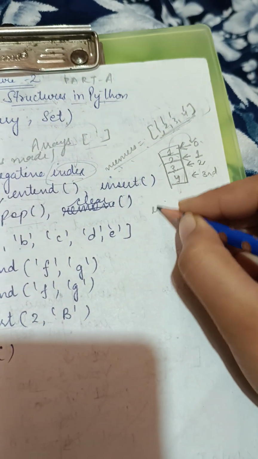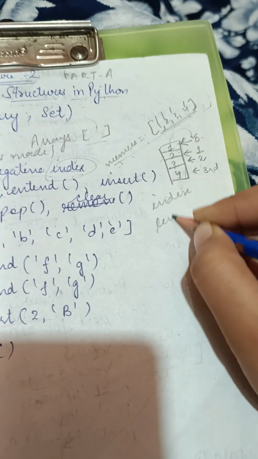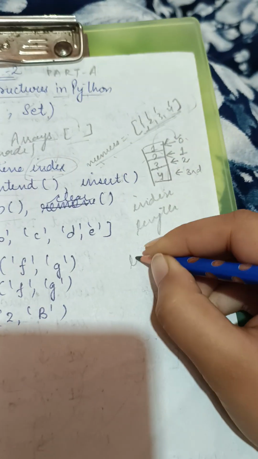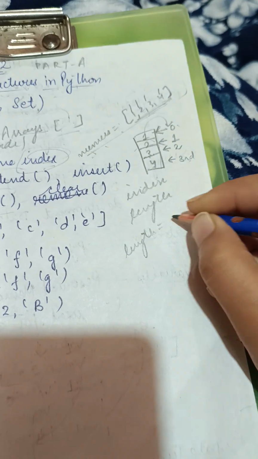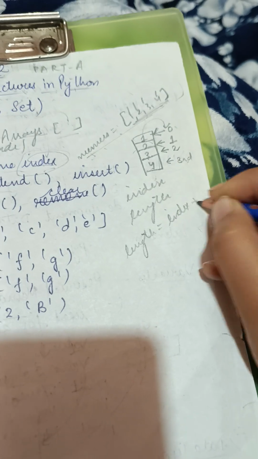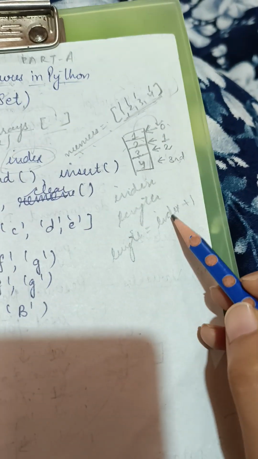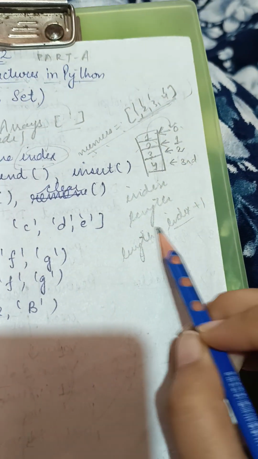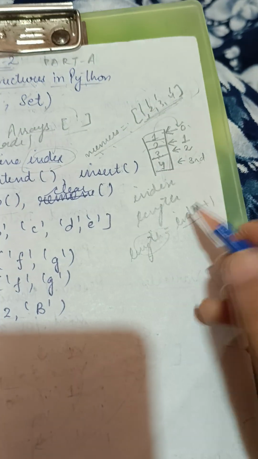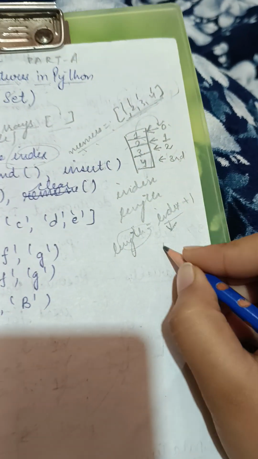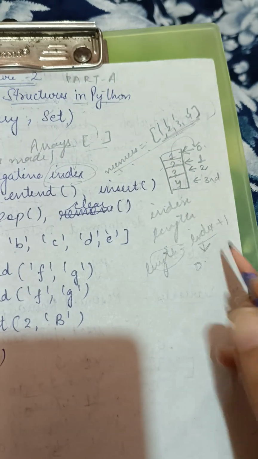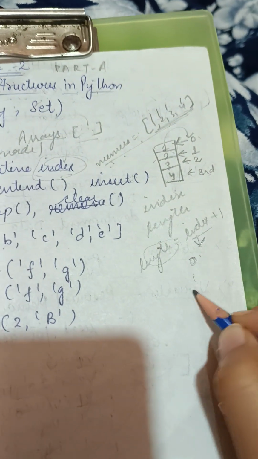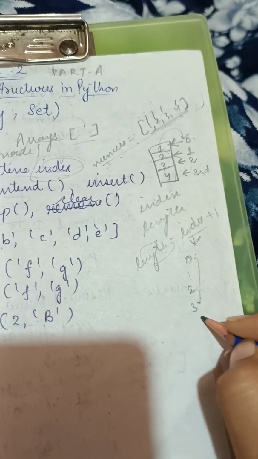So what is the relation between index and length? Length of the list is equal to index plus 1, or in other words we can also say index is 1 less than the length. And we must remember, index in Python starts from 0, and when the index goes 0, 1, 2, 3, this is called the positive index.